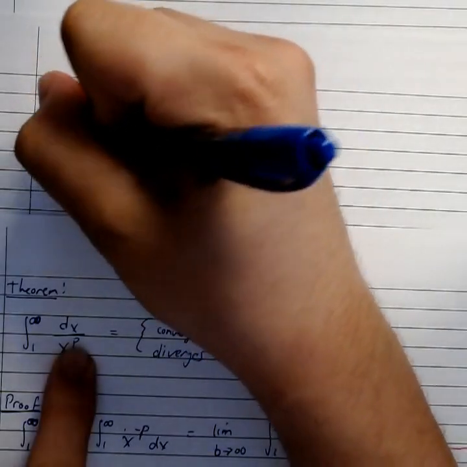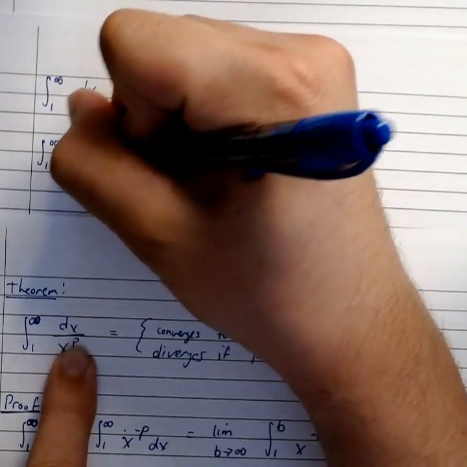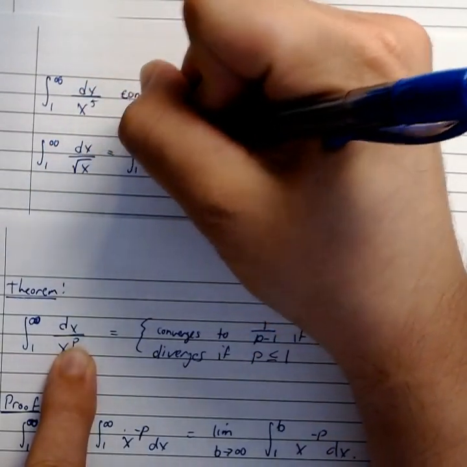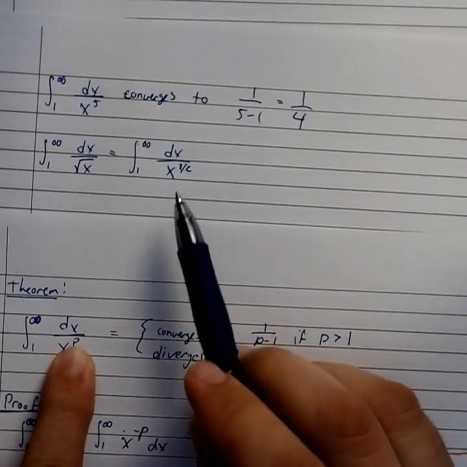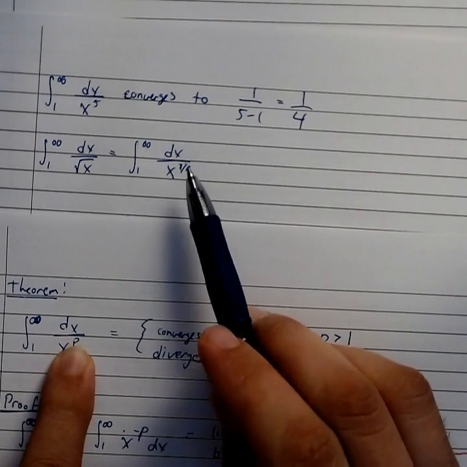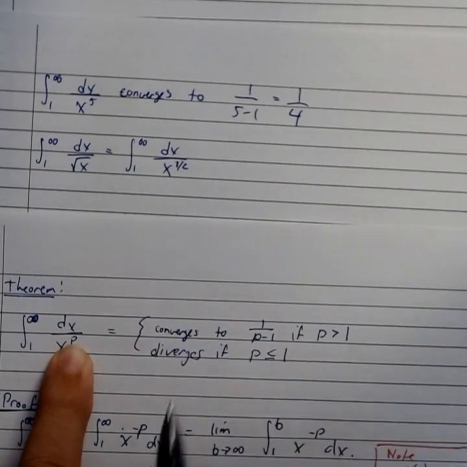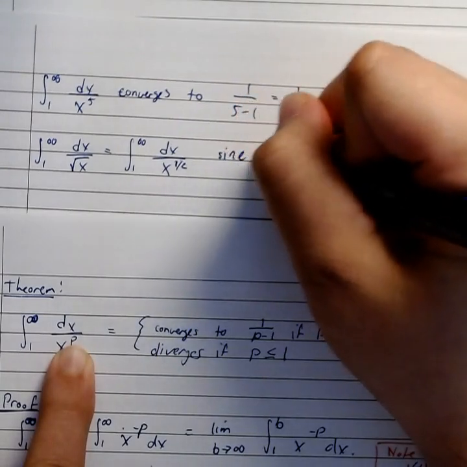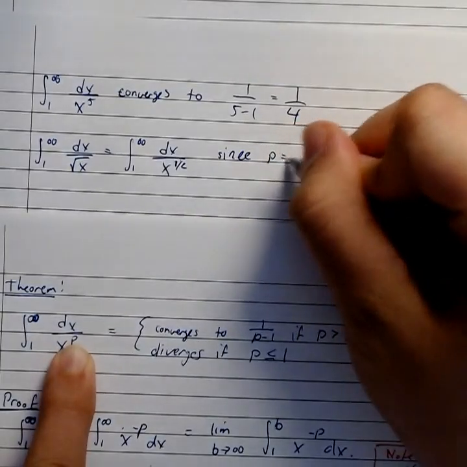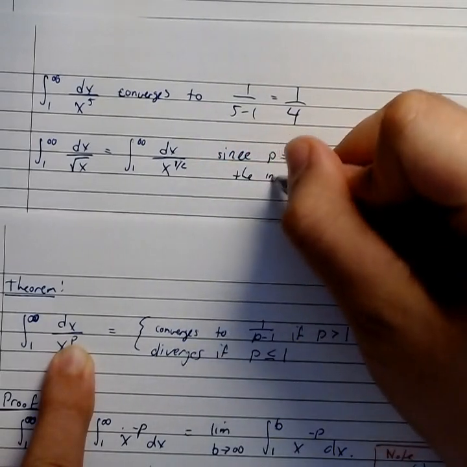If we want to take the integral from 1 to infinity of dx over, let's say, the square root of x, that's the same thing as the integral from 1 to infinity of dx over x to the 1/2, like that. Well, that's the same kind of thing. But now our power in our denominator, our value of p, that's 1/2, which means it's less than or equal to 1. So this diverges. Since p is equal to 1/2, which is less than 1, the integral diverges.